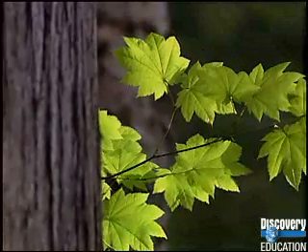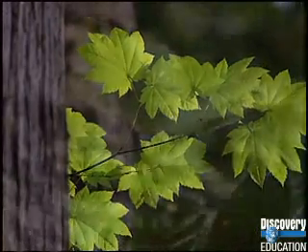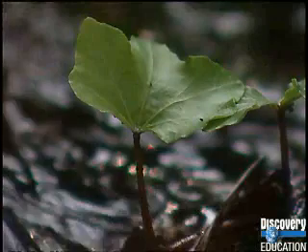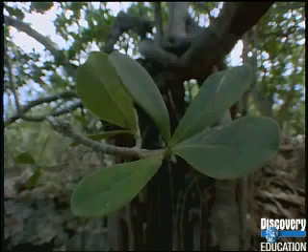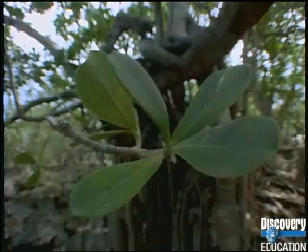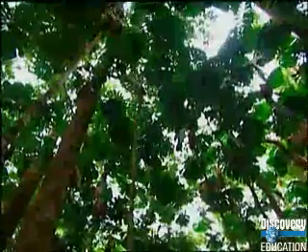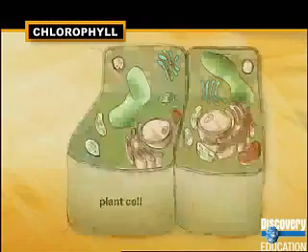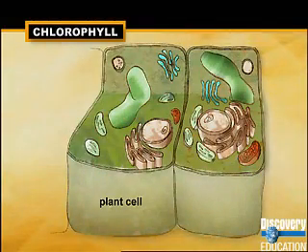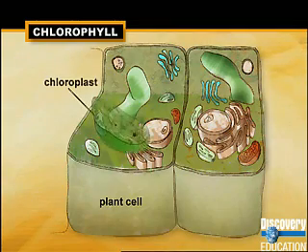The leaf is the chief food manufacturing organ of a plant. The typical leaf consists of a stalk and a blade. The blade is the thin, flat, expanded portion that is normally green in color because it contains the pigment chlorophyll. In conifers, the leaves are a needle-like shape. Chlorophyll is found in organelles within plant cells called chloroplasts.